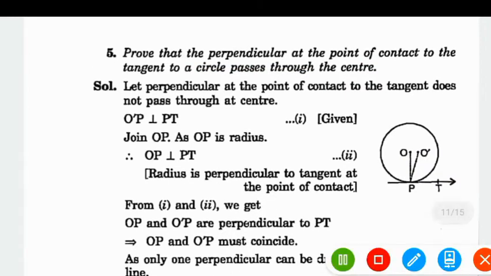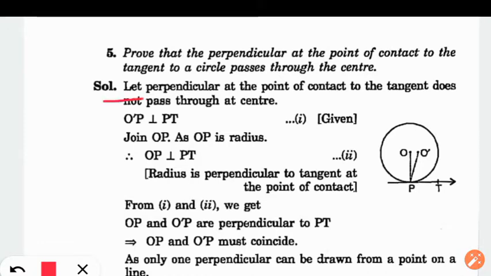So let the perpendicular at the point of contact to the tangent not pass through the center. Let us assume that the perpendicular at the point of contact is not passing through the center of the circle. Let us assume that it is passing through another point, let it be O dash.